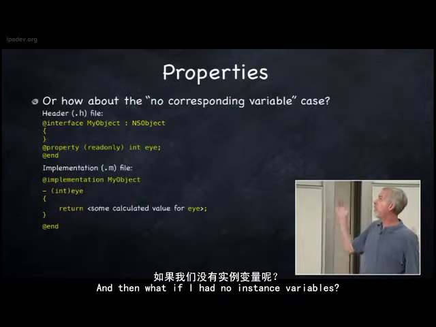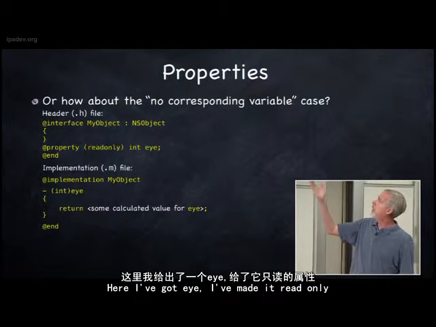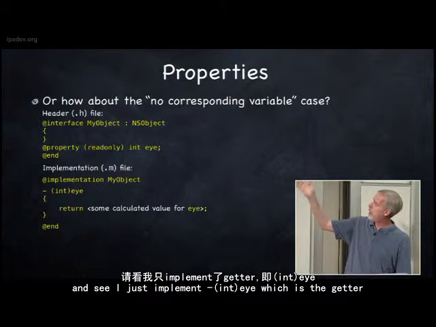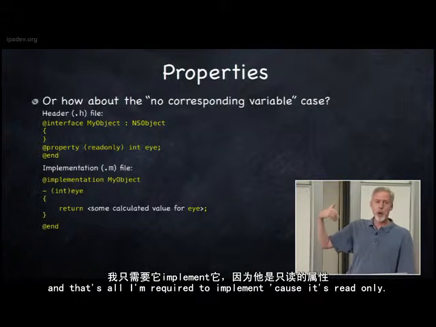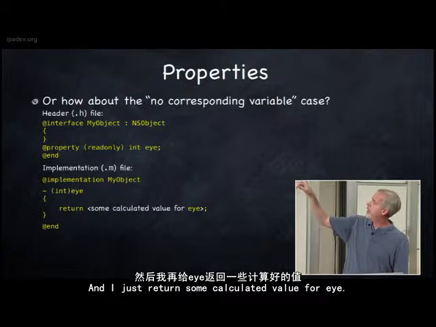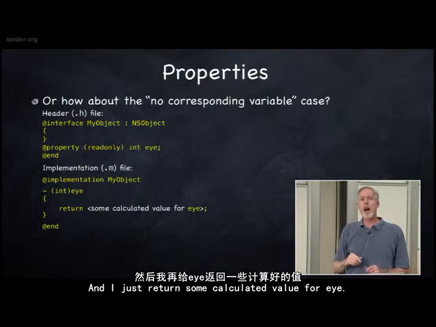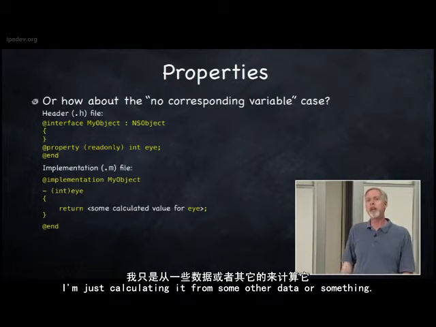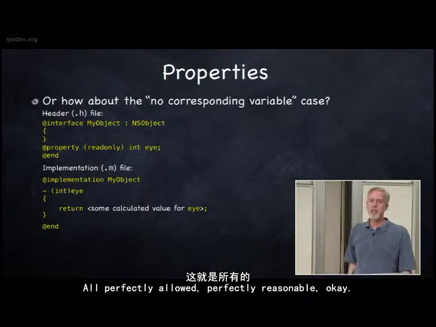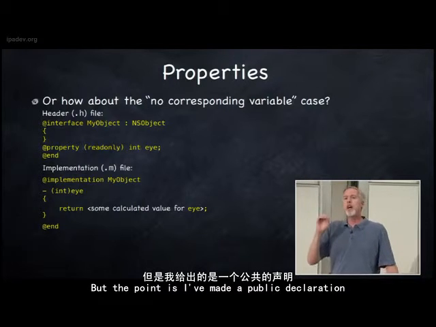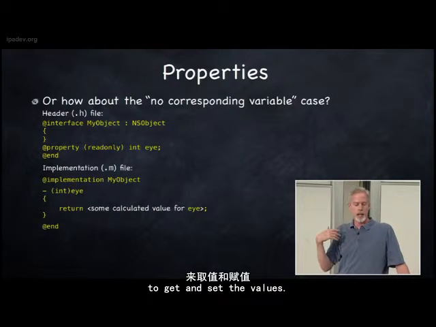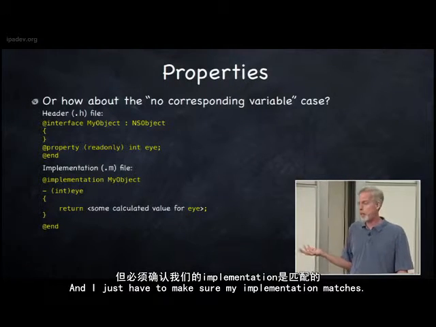And then what if I had no instance variables? Here I've made it read-only, and see, I just implement -int I, which is the getter, and that's all I'm required to implement because it's read-only, and I just return some calculated value for I. And I'm not returning an instance variable, I'm just calculating it from some other data or something. All perfectly allowed, perfectly reasonable. But the point is, I've made a public declaration of this @property that people can use this dot notation to get and set the values. And I just have to make sure my implementation matches.